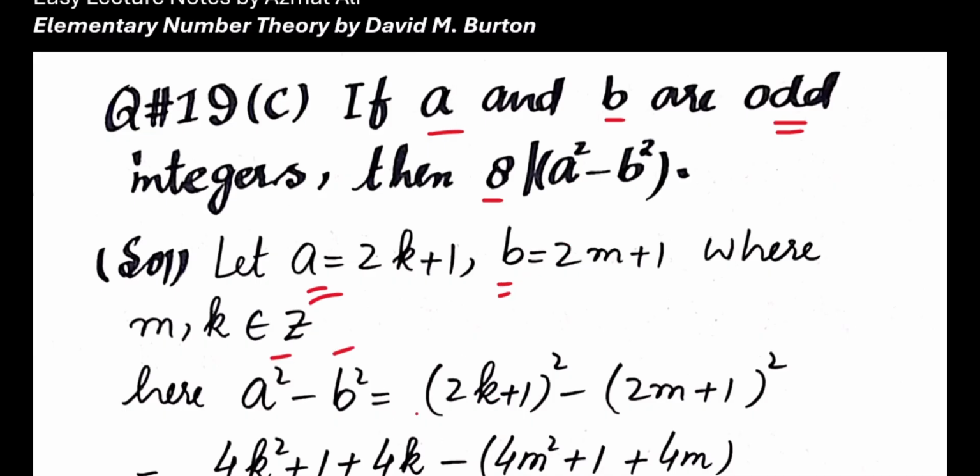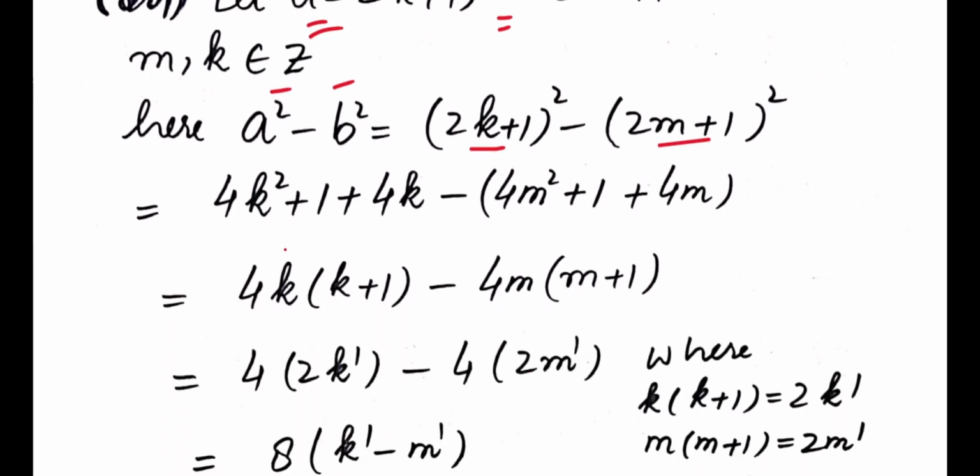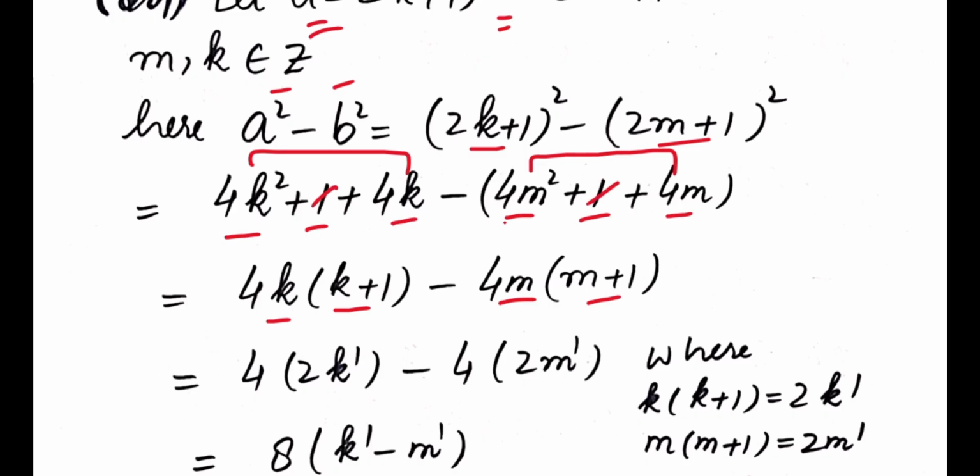Whenever you put a = 2k + 1, this becomes (2k + 1)², and this becomes (2m + 1)². Now expanding the squares, this gives 4k² + 1 + 4k, and this becomes 4m² + 1 + 4m. Taking 4k common from these two terms, this becomes 4k(k + 1). Similarly, taking 4m common from these two terms, this becomes 4m(m + 1), and this 1 and this minus 1 after opening the bracket get cancelled.